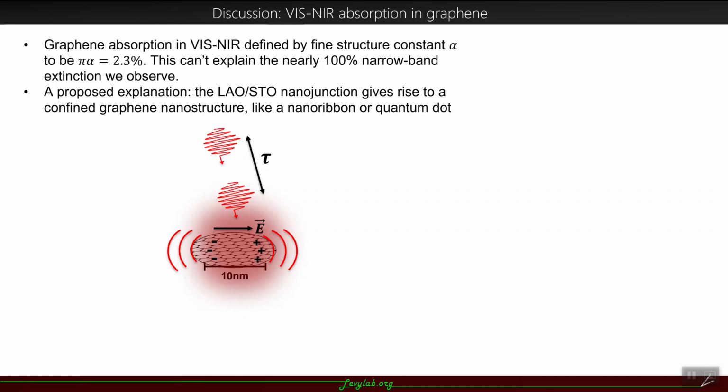And in these confined structures, there could be high energy plasmons. And those plasmons could give rise to plasmon absorption and also an enhanced optical nonlinearity.